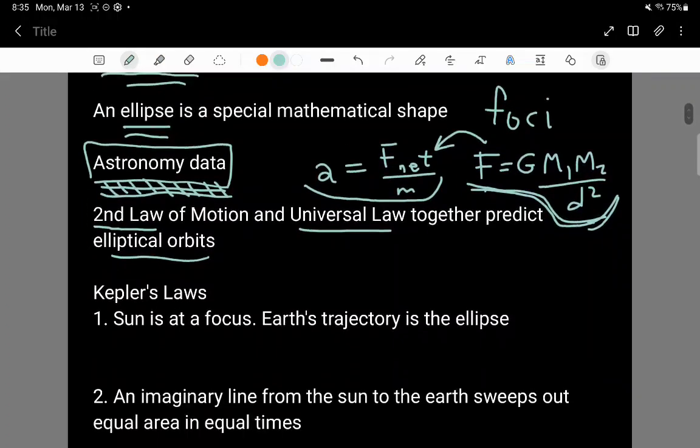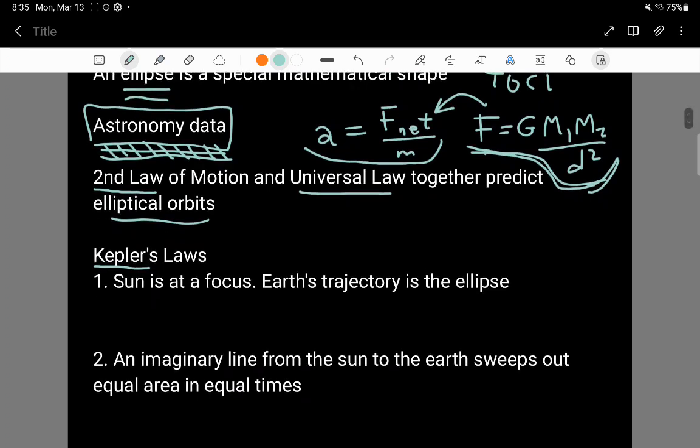There was another person that was active back in the day, this guy Johannes Kepler. And Kepler came up with a somewhat different set of rules.